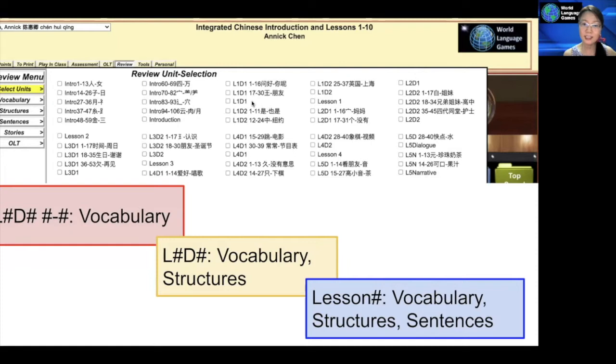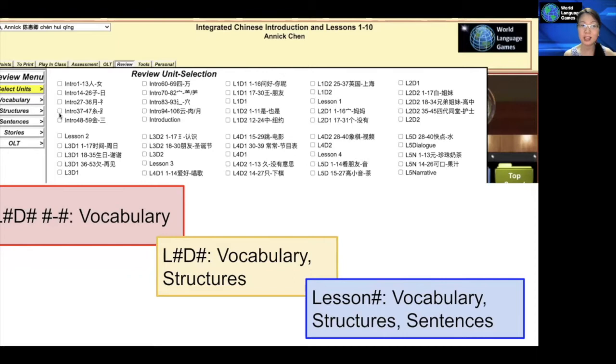Each lesson has 2 little units, subunits. For example, for lesson 1, it has lesson 1 dialogue 1 and lesson 1 dialogue 2. Lesson 1 dialogue 1 also has its own vocabulary that goes with the dialogue. And lesson 1 dialogue 2 has its own vocabulary words that go with the dialogue by itself.